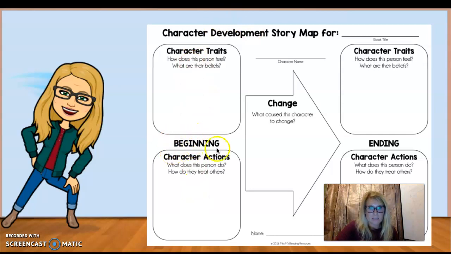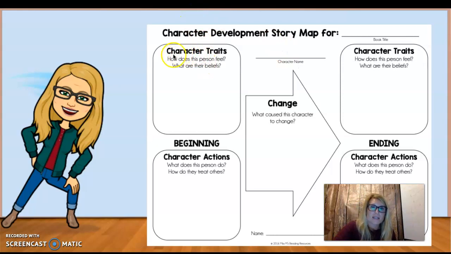This says the beginning, and we know the beginning is the start. The first thing you need to do is write down the book title that you're going to use. Then you need to write the character name for the book you're going to use. Think about the character that changes. Don't write about a character that stays the same.